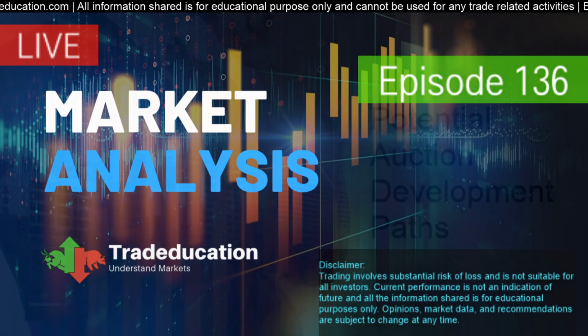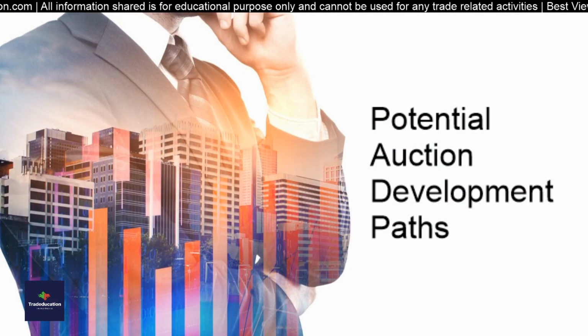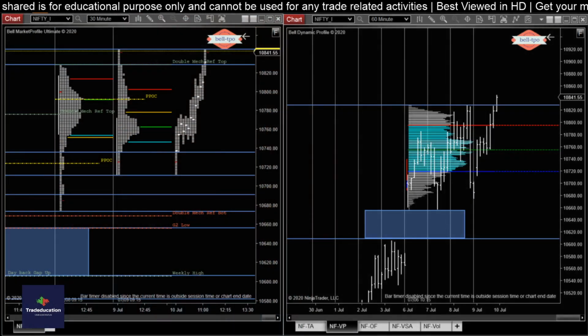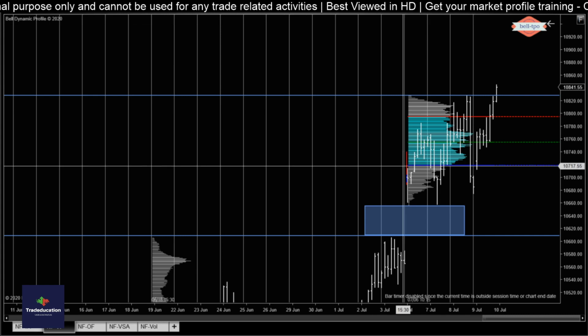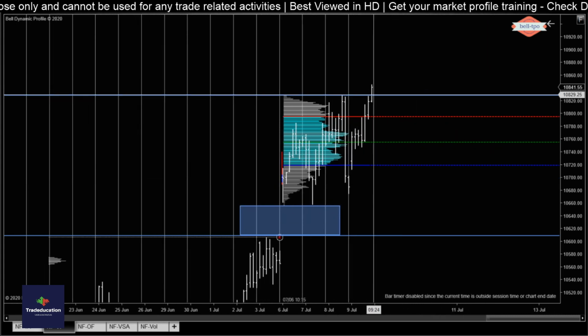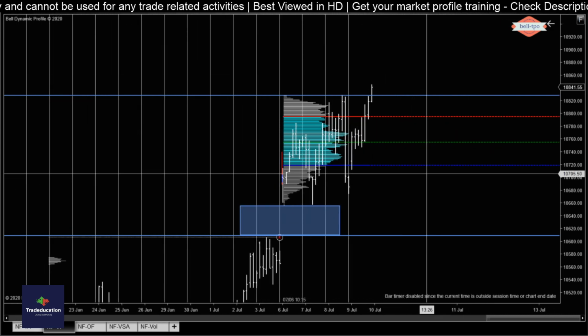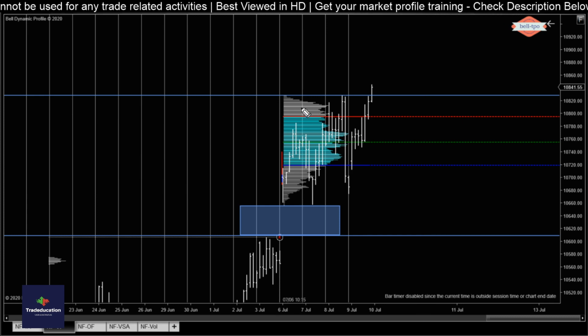So with that, let's quickly look at what happened in the auction yesterday and what can be the potential auction development paths for today. First of all, I'll start from the dynamic volume profile chart, and this is a 60-minute bar. Currently, what we see here is that this was the balance.